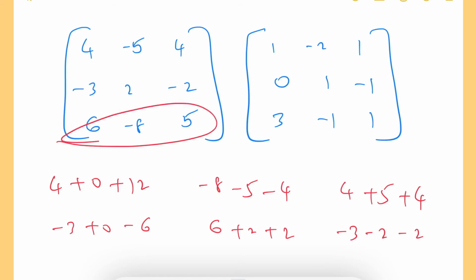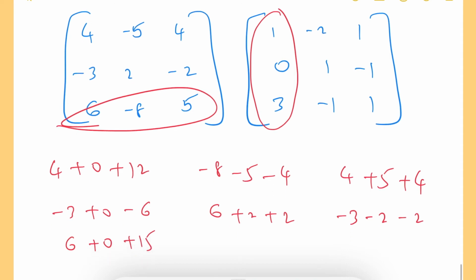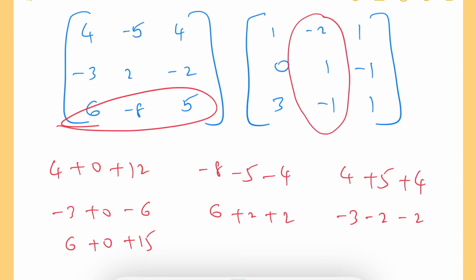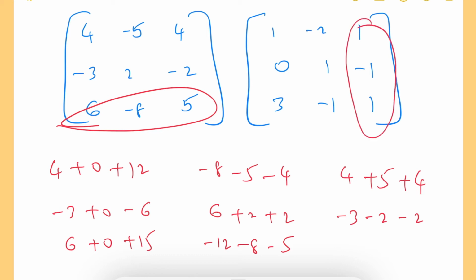Now let's move to the third row. Third row into first column, that is 6 into 1 is 6, minus 8 into 0 is 0, 5 into 3 is 15. Next, second column. 6 into minus 2 is minus 12, minus 8 into 1 is minus 8, 5 into minus 1 is minus 5. Next, third row, third column. 6 into 1 is 6, minus 8 into minus 1 is plus 8, 5 into 1 is 5.